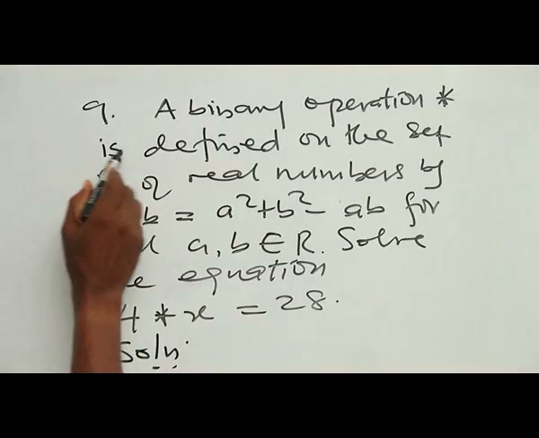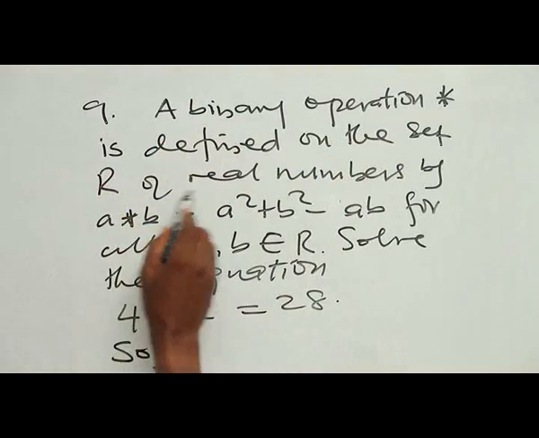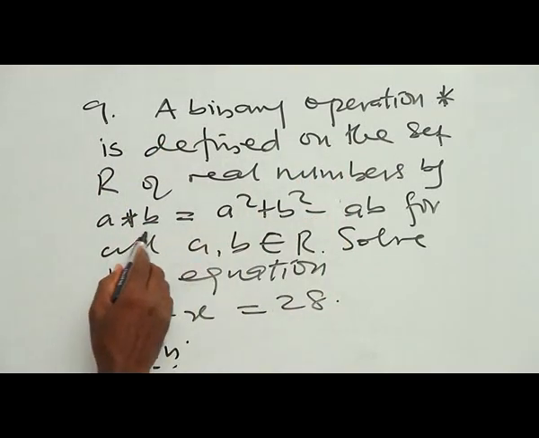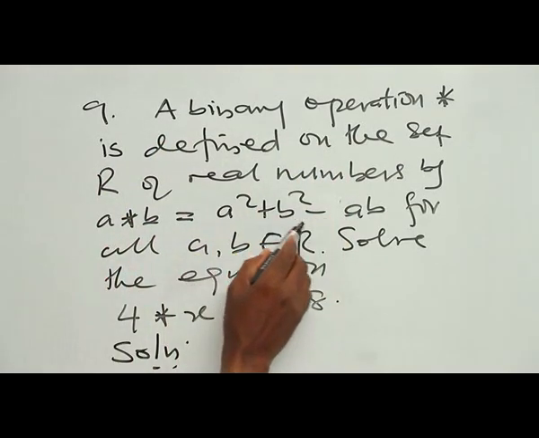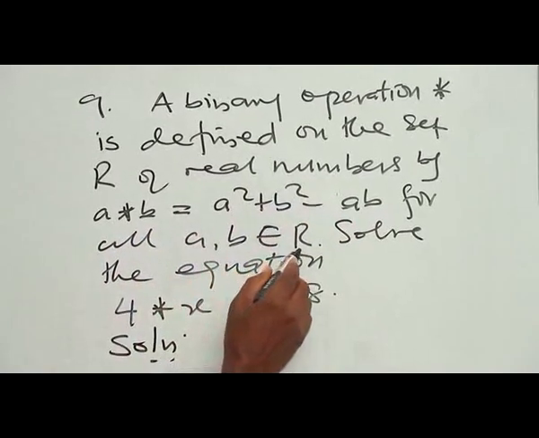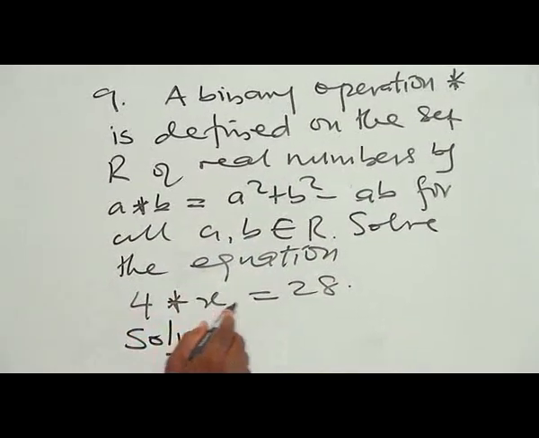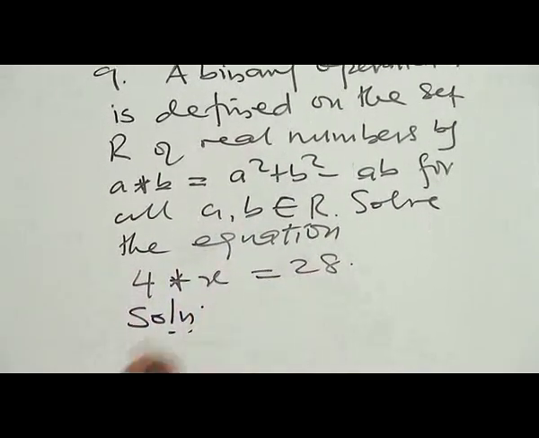Question 9. A binary operation star is defined on the set R of real numbers by A star B equal to A squared plus B squared minus AB for all A, B belonging to R. Solve the equation 4 star S equal to 28.